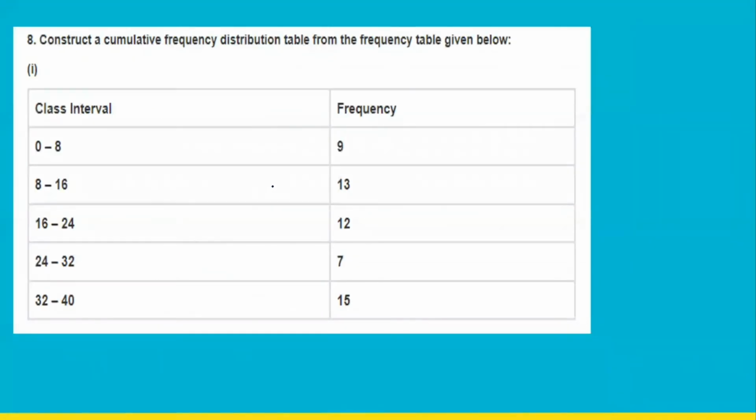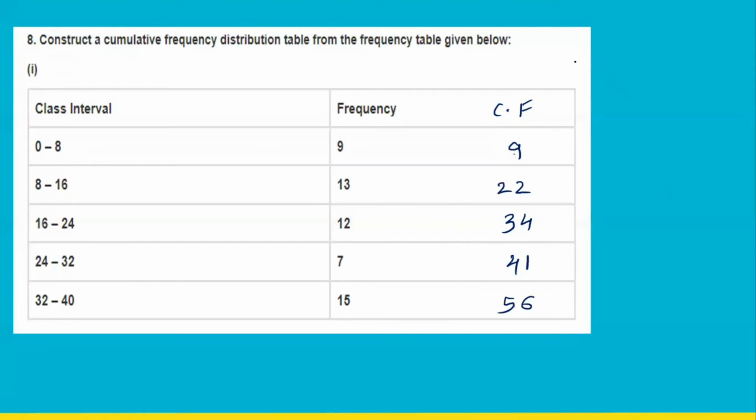Moving to question number 8, it is easy. Construct the cumulative frequency distribution from the table given below. Now, cumulative frequencies are the continuous frequencies. 0 to 8, the cumulative frequency is going to be 9 only. Then 8 to 16, we'll be adding this 9 plus 13, you get it as 22. 16 to 24, it is 22 plus 12, it is 34. And 34 plus 7 is 41. And 41 plus 15, you get this as 56.